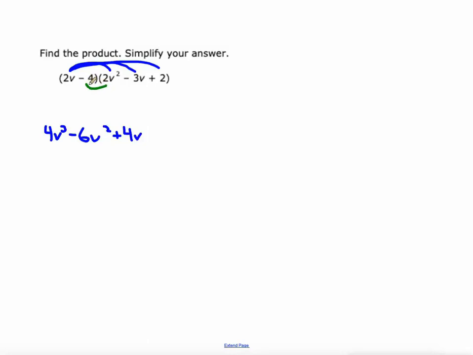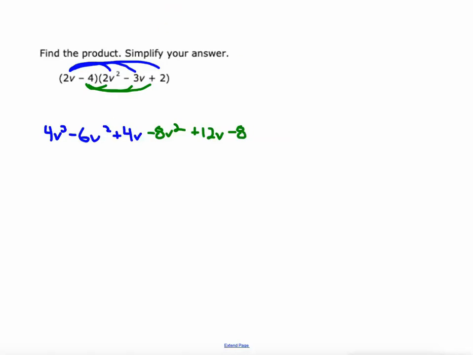Then negative 4 times all of these. Negative 4 times 2v squared is negative 8v squared. Negative 4 times negative 3v is positive 12v. And negative 4 times positive 2 is negative 8.